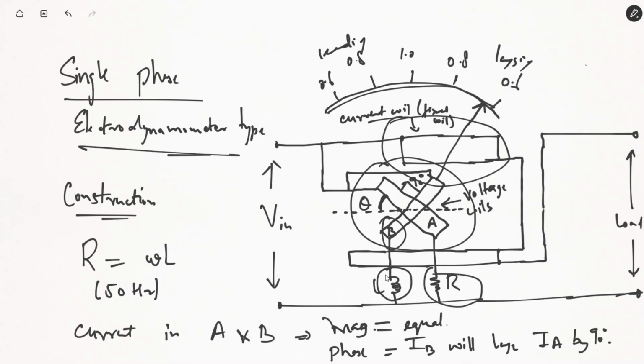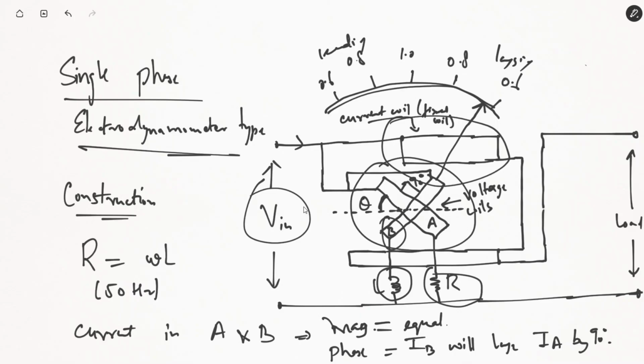Both these two voltage coils are proportional to the applied voltage, that is V in. So the current will flow in the system. The main current flowing in the system will flow through the current coil, while the voltage-proportional current will flow through the voltage coils.